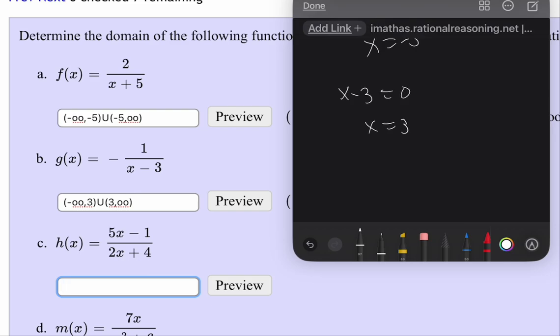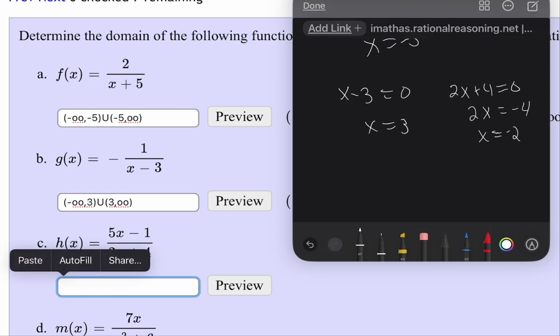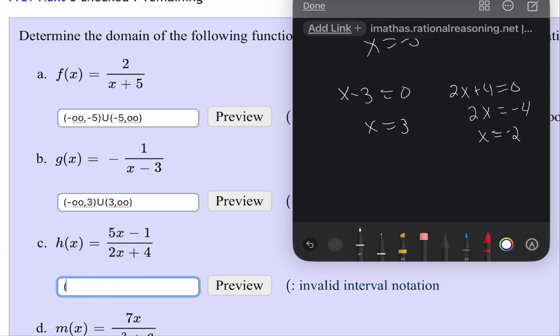Now, be careful with C. When we set, for me, I have a coefficient there. So my 2x plus 4 equals 0. First, I get 2x equals -4. Then I have to divide off that coefficient. So if it divides into it evenly, like what mine did, you just divide it. But be careful with that. So our denominator is 0 at -2. So I can go from negative infinity up to -2. And then I have to skip it because there's a vertical asymptote there. And then I get to keep going.